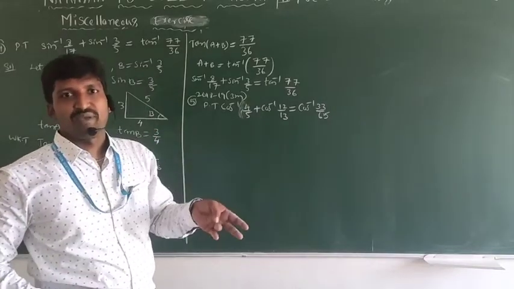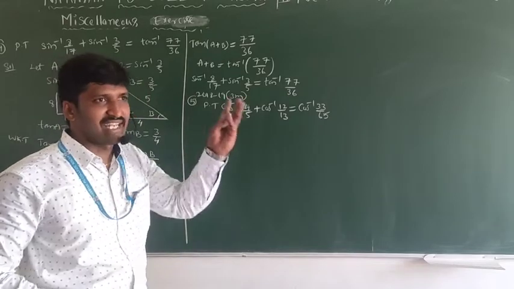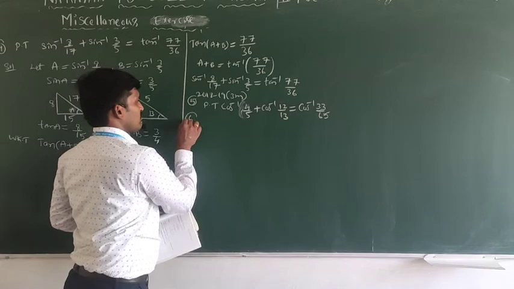cos A cos B minus sin A sin B. By using Pythagoras theorem, we need to find sin A and sin B and simplify. This is homework, the fifth one.